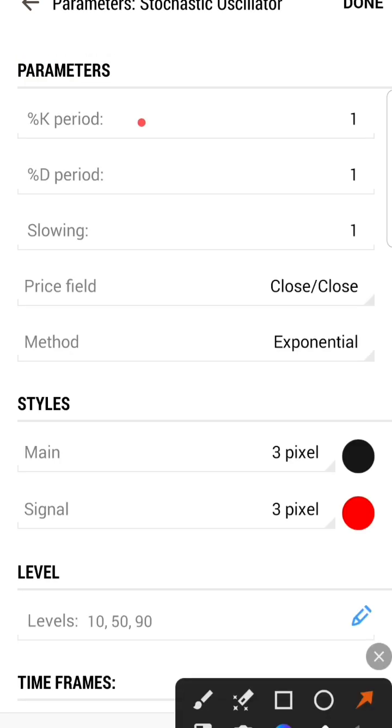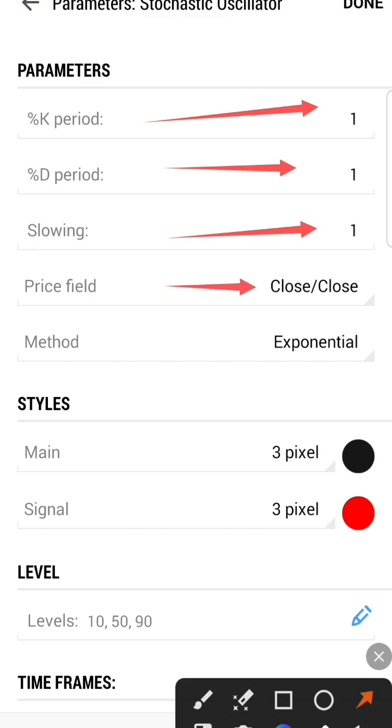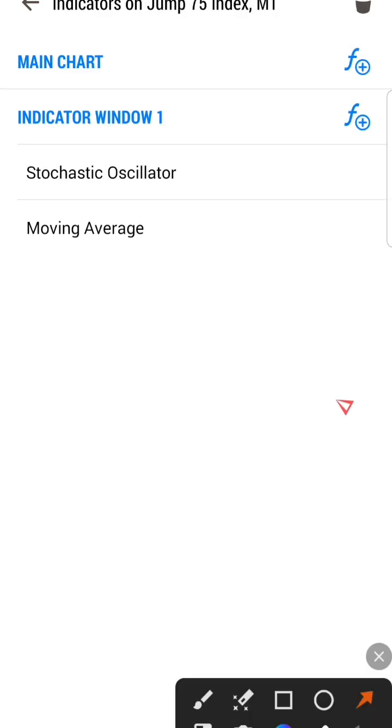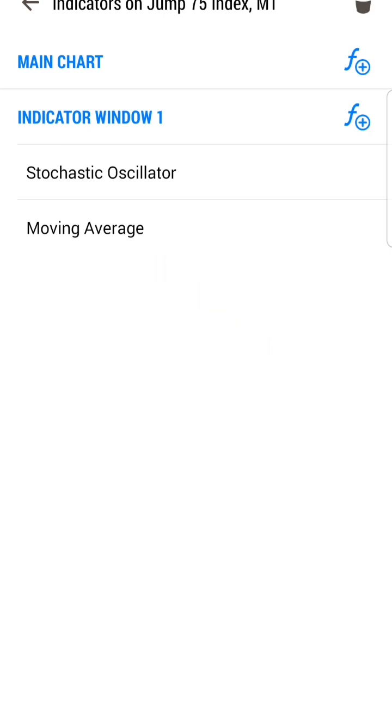Settings for the stochastic parameters: K period, we are going to use 1, D period, we are going to use 1, slowing, we are going to use 1, price field, we are going to apply it to close, method, we are going to use exponential, then style, we are going to use 3 pixels, color black, and then the signal, we are going to use 3 pixels, color red. And then the levels, we're going to use 10, 50 and 90.